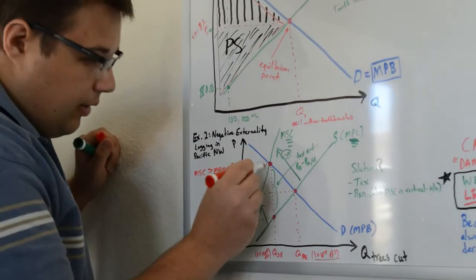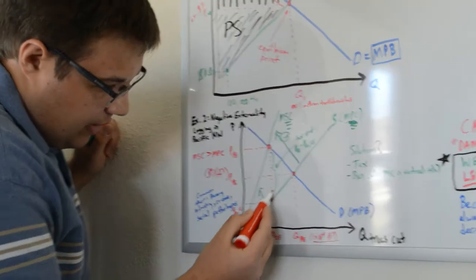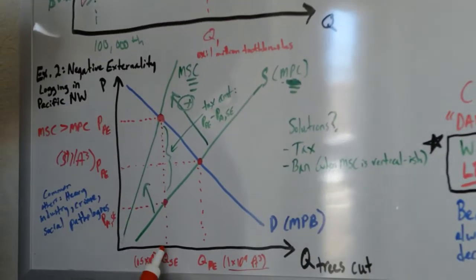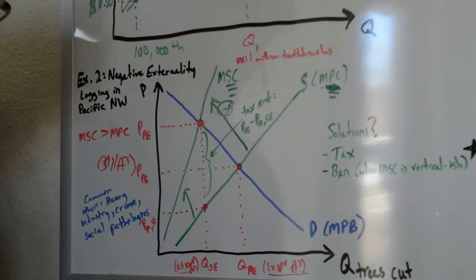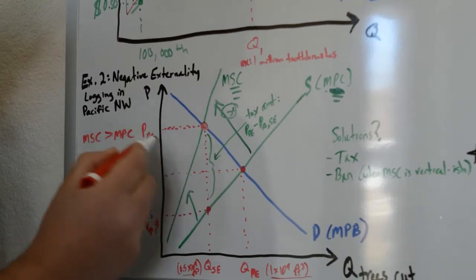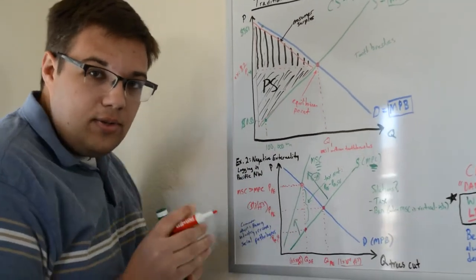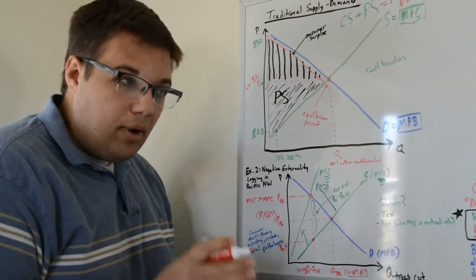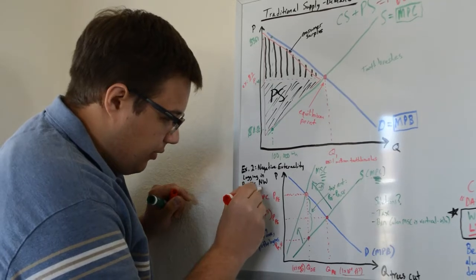Where the socially efficient equilibrium is very different. You notice if you follow this down to the x-axis, there's a much lower quantity harvested. Looks like about half. So let's call that 500 million board feet. And there's a much higher price for each board foot, reflecting the fact that these are more valuable resources than just a pure private cost, private benefit analysis would have you believe. So let's say this is $2 a board foot.